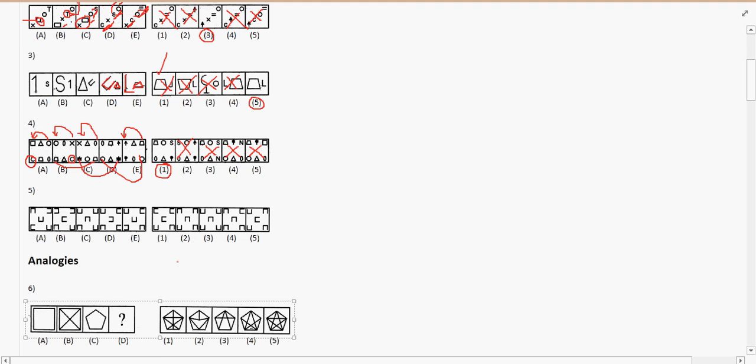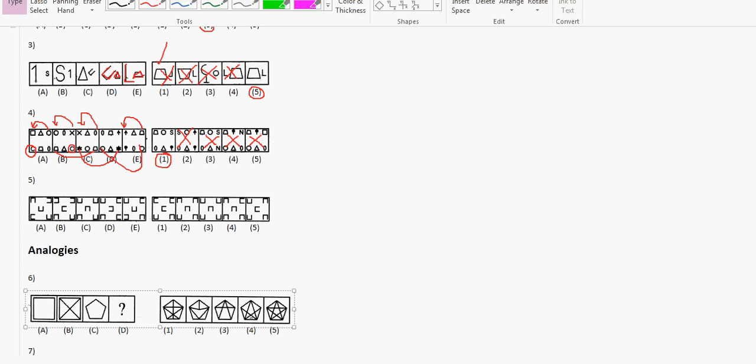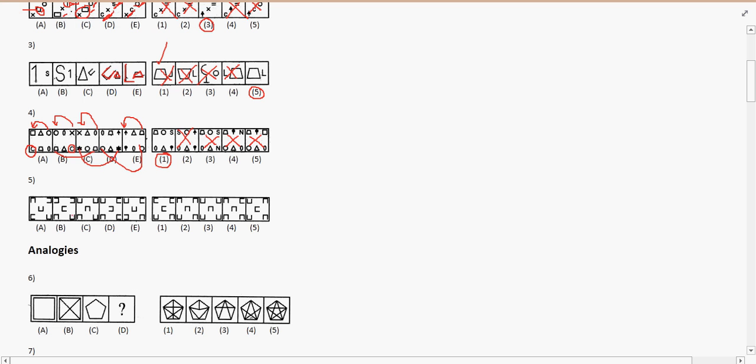Another kind of question is analogy based questions. Here you have to look at the link between two things. Let's say the link between figure 1 and figure 2, and then you have to find the link between this and the question mark. You have to find the similar link.